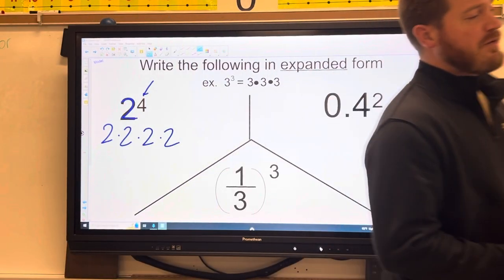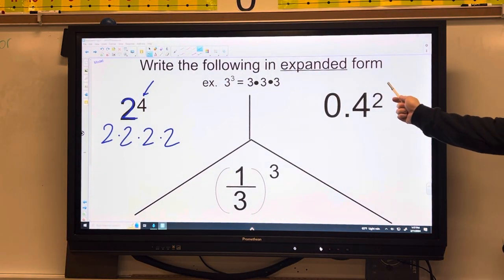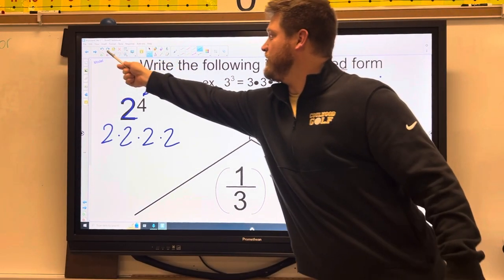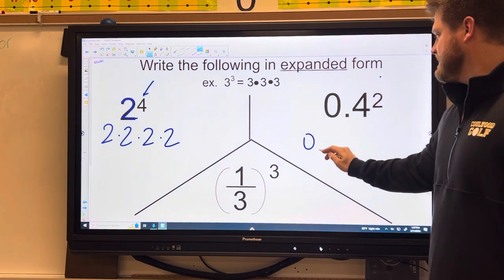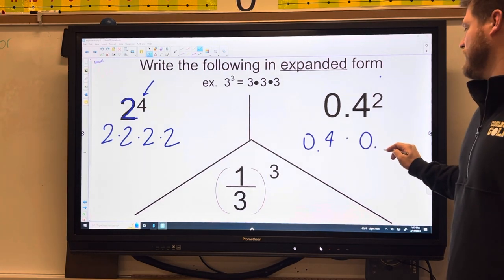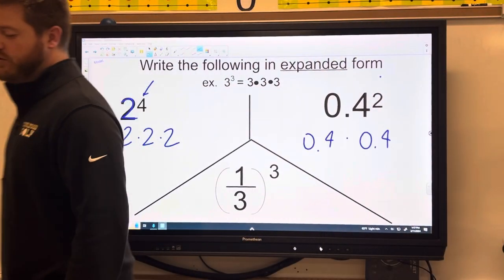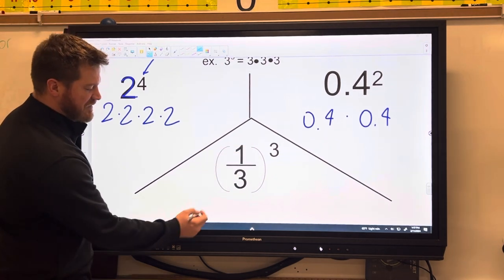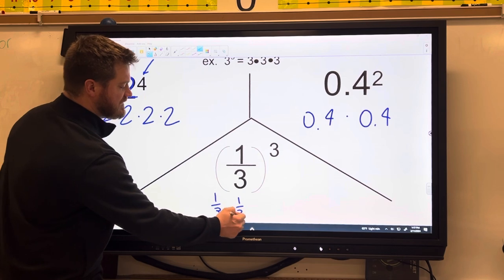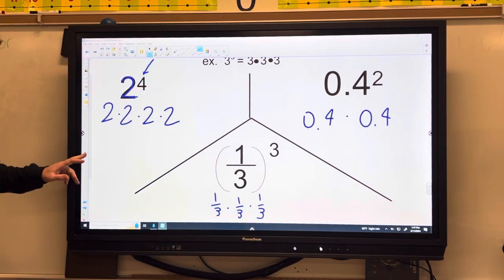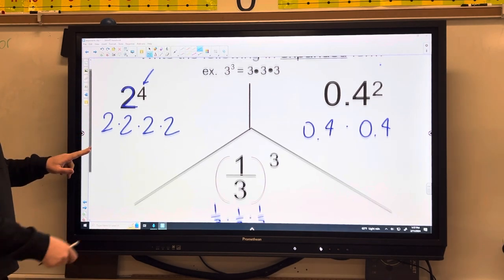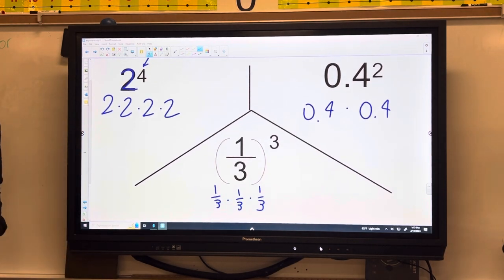So my next one, we have 0.4 squared. I'm writing this number of times. So 0.4 times 0.4. That's 0.4 squared. Last but not least, the exponent is 3, so this would be written as 1/3 times 1/3 times 1/3. These are all written in expanded form. Taking them from an exponential form, writing them in expanded form. Expanded form is going to help us solve these later in the lesson.